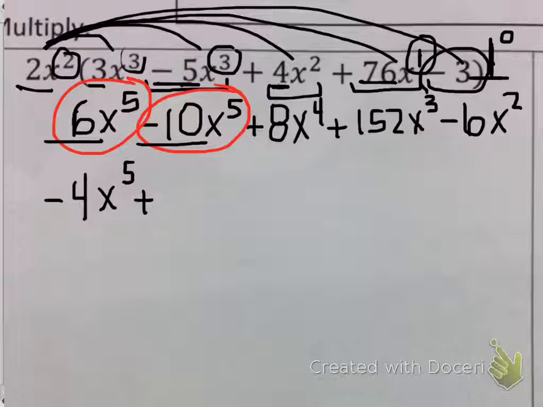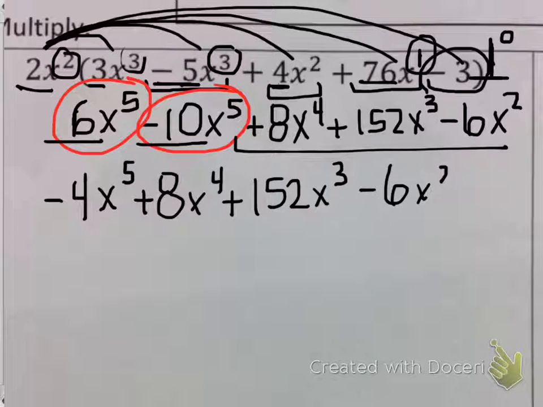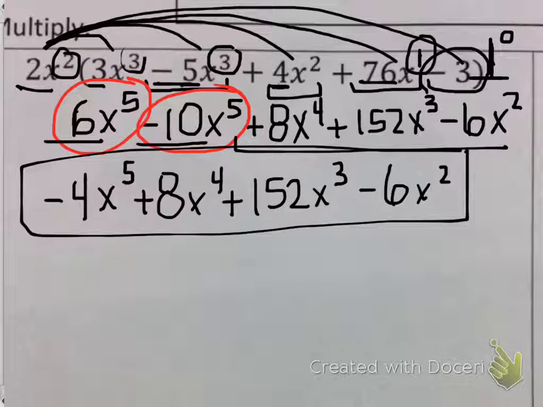And then we're just going to add all these other terms to the end of it. So plus 8x to the 4th plus 152x to the 3rd subtract 6x squared. And that is our answer to multiplying those together.